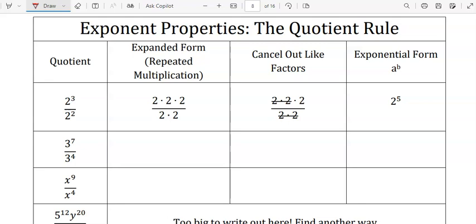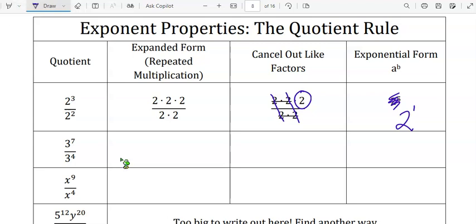Exponent properties, the quotient rule. We look at the first one, we have our quotient 2 to the third over 2 to the second. Expand them just like the previous page. We have three 2's in the numerator and two 2's in the denominator. The like factors cancel out, so those two 2's go together, and those two 2's go together. You're left with one 2. So your simplified form is 2 to the first power, just 2.